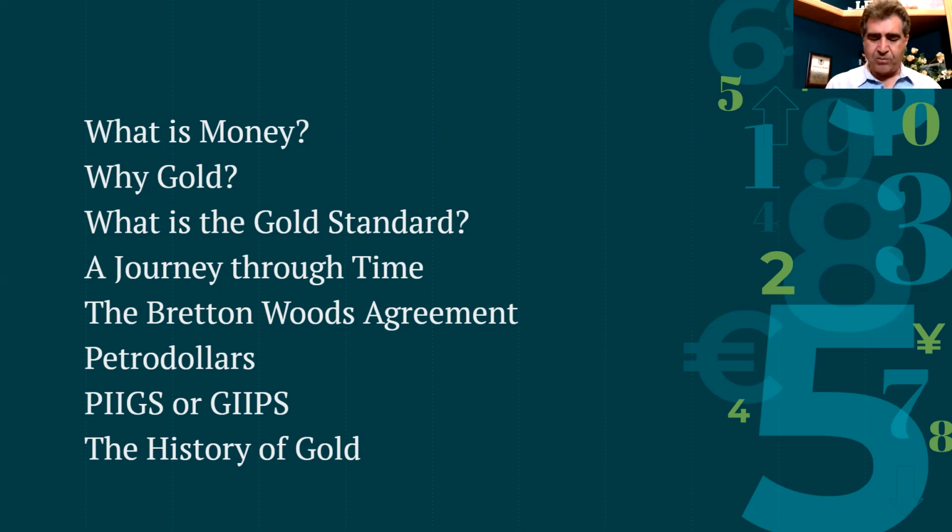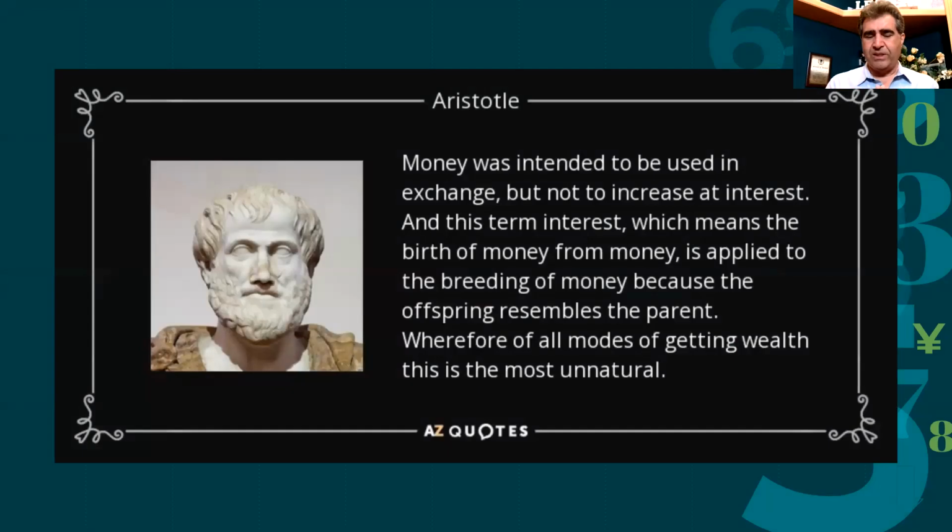So with that in mind, let's start with a quote from Aristotle. He said that money was intended to be used in exchange, but not to increase by interest. So in his opinion, interest is not a legitimate purpose of having money. Money is for exchange, and that's what it is. Money giving birth through interest is like its offspring, and he was not very comfortable with that.